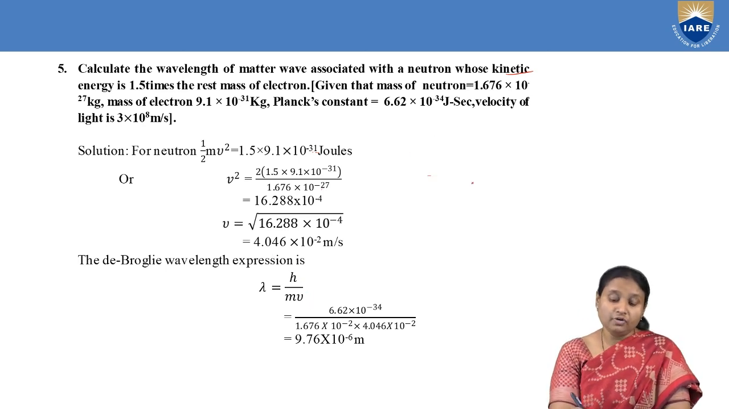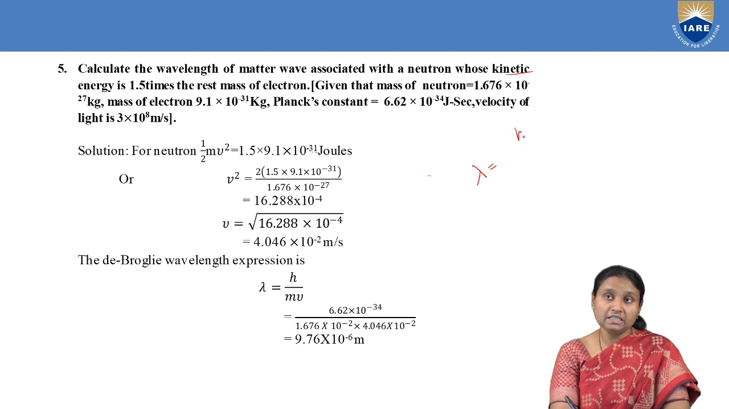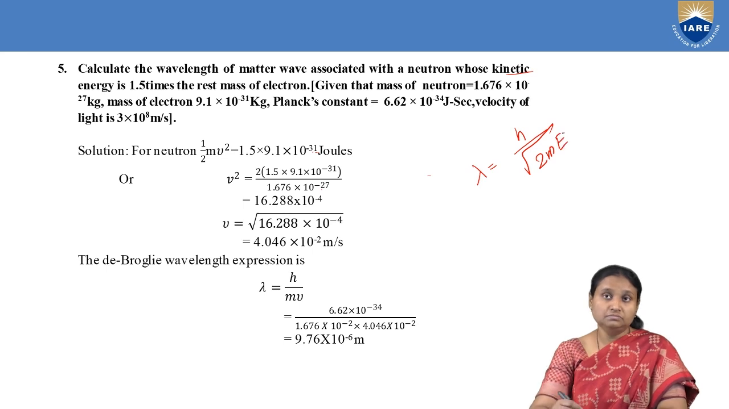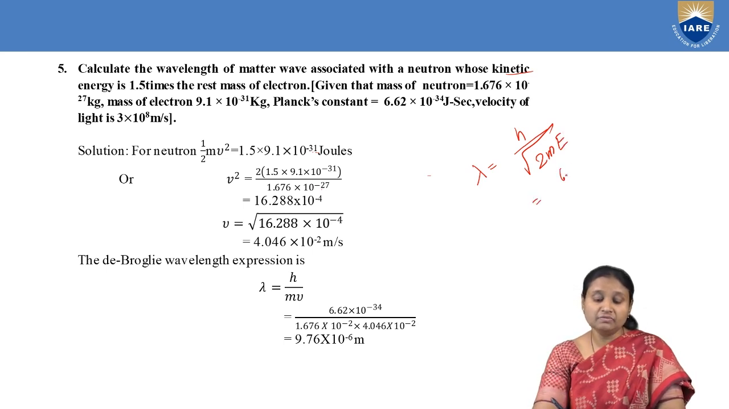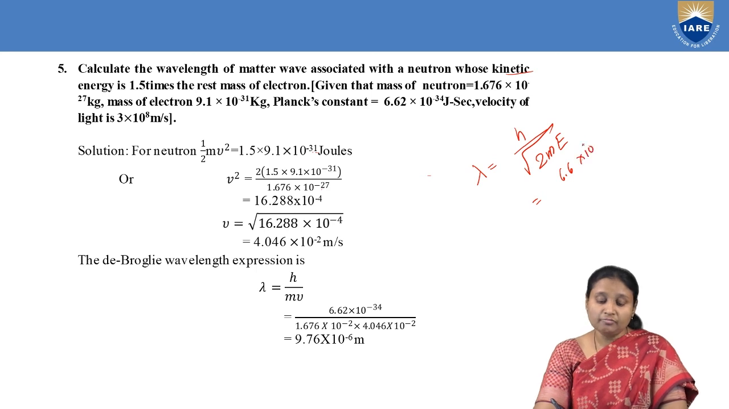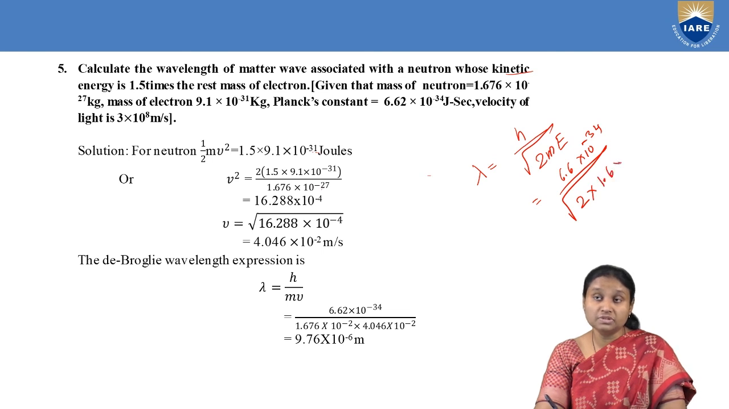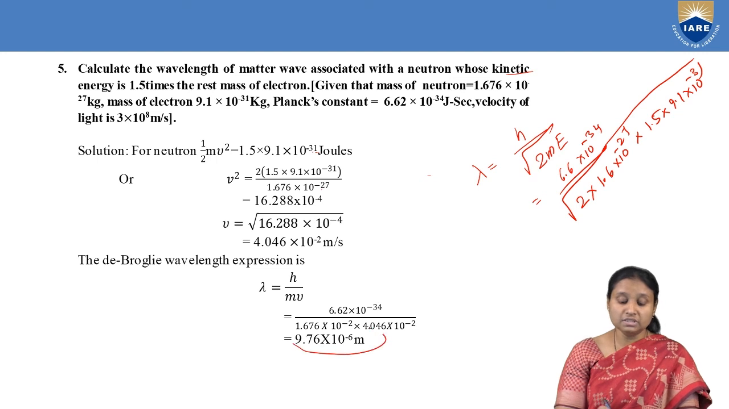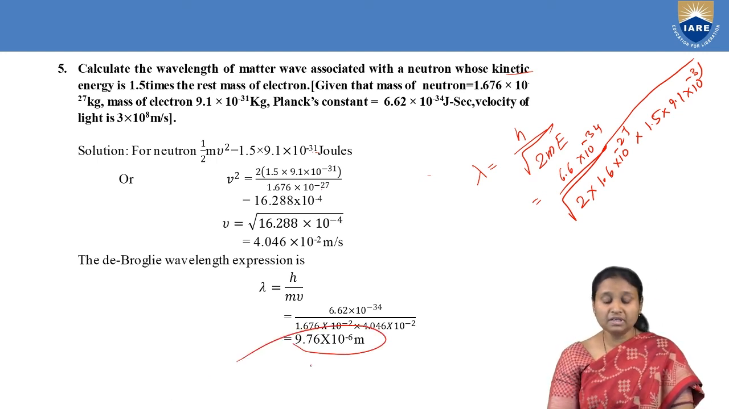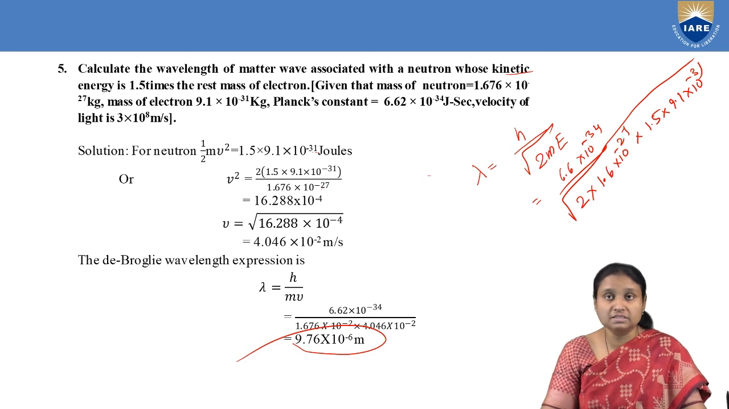One more alternative formula is also there. Once we are given the kinetic energy, we can find it as h divided by the square root of 2mE. So we substitute the value of Planck's constant, 10 power of minus 34, divided by the square root of 2 into the mass of the neutron, which is 1.6 into 10 power of minus 27, into the energy given, 1.5 times the mass of the electron. What is the mass of the electron? 9.1 into 10 power of minus 31 kilograms. If we do it, the de Broglie wavelength associated with the matter wave comes out to be 9.76 into 10 power of minus 6 meters.